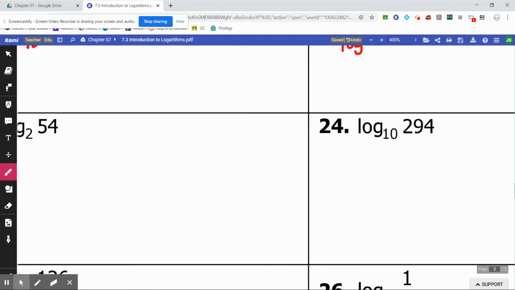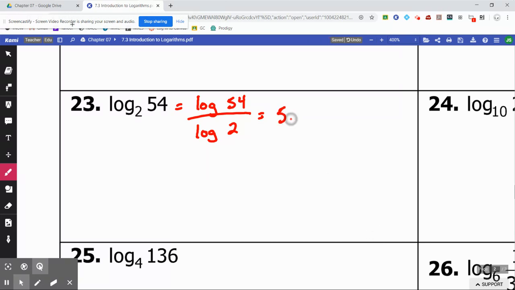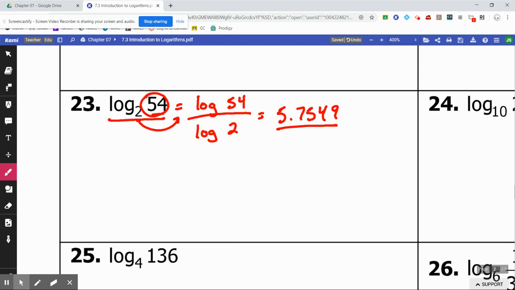Number 23. Log base 2 of 54, you type in as the log base 10 of 54 divided by log base 10 of 2. Type that into your calculator, and you get 5.7549. Now, what did you just find? The original problem was log base 2 of 54. 2 to what power is equal to 54? If you do 2 to the 5th power, that's 32. 2 to the 6th power is 64. That's too high. 2 to this power would be 54.